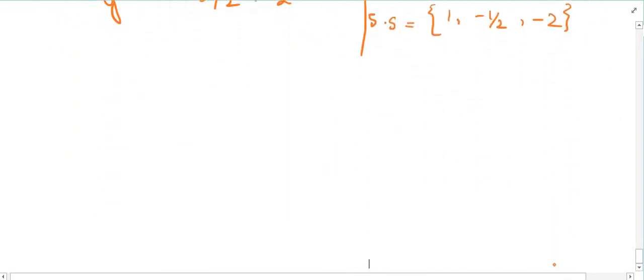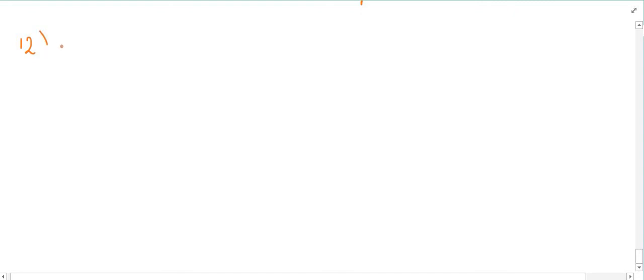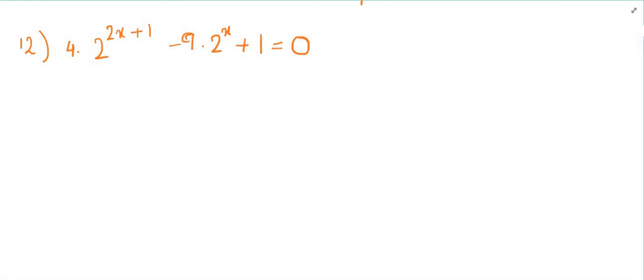Next is 12. 4 times 2 to the x plus 1 minus 9 times 2 to the x plus 1. Okay, this is an exponential equation. Why? Because the variable occurs in exponents. This is an exponential equation, and how to solve it?